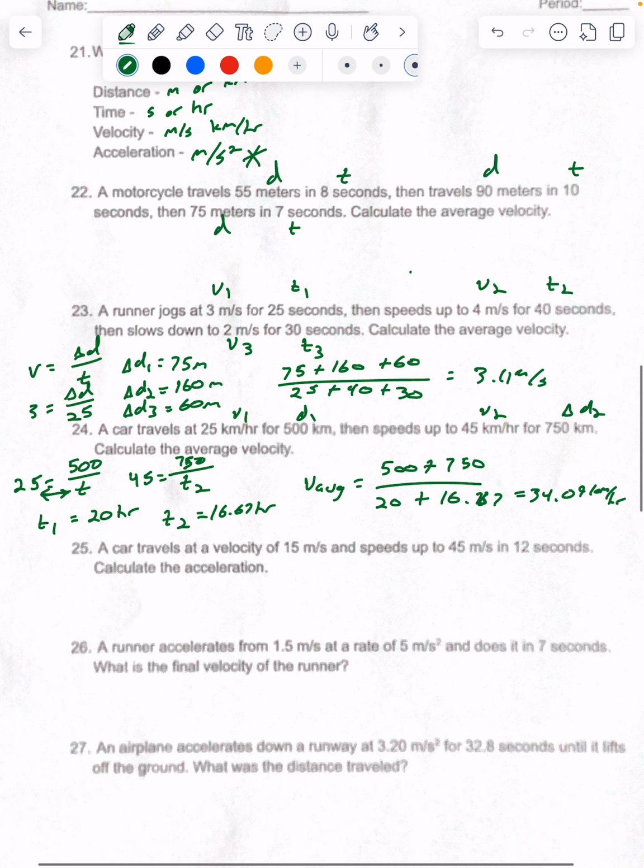Number 25, a car travels at a velocity of 15 meters per second and speeds up to 45 meters per second in 12 seconds. Okay, so I have a velocity, but you notice I have two of them now. I started off at 15 meters per second, so that is your V initial, where you initially started. You sped up to 45 meters per second, that's V final. In 12 seconds, that's time. What is the acceleration? There's your question mark.